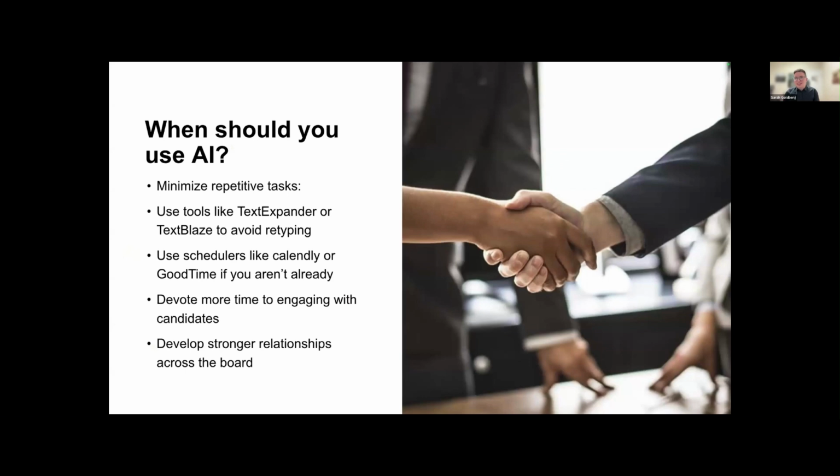So really, you can use AI to minimize repetitive tasks. I mean, this might be more on the 2015 side of things, but if you're not using Calendly, if you're not using TextBlaze and Text Expander, a lot of those are free things where you can use snippets. Instead of typing out, hey, I'd like to find some time to connect, blah, blah, blah, use /CAL. Here's the Calendly. Everyone can use that to book. It's really a time saver.